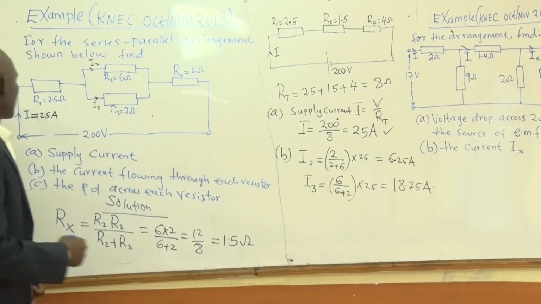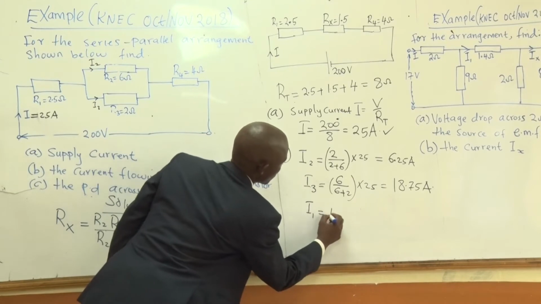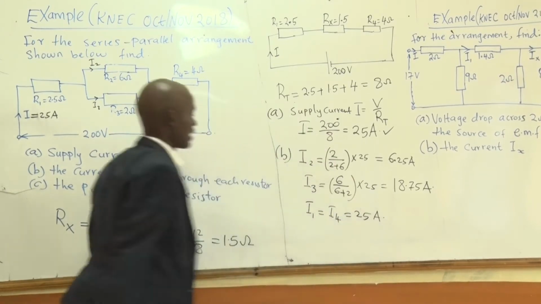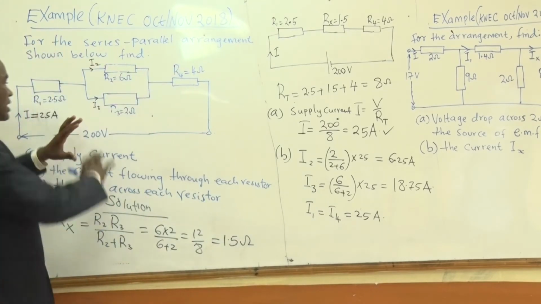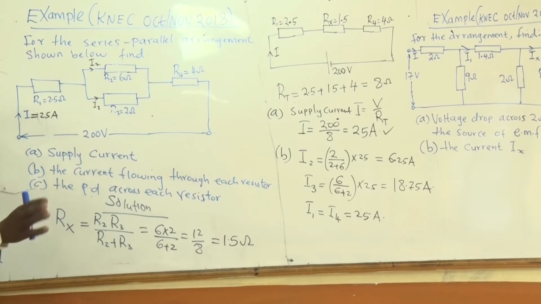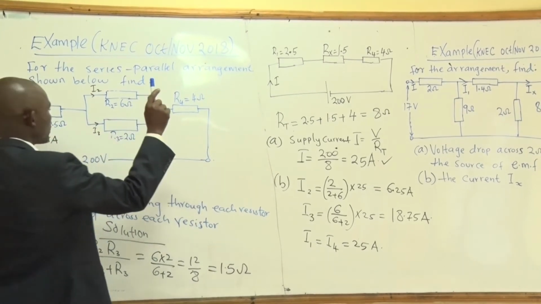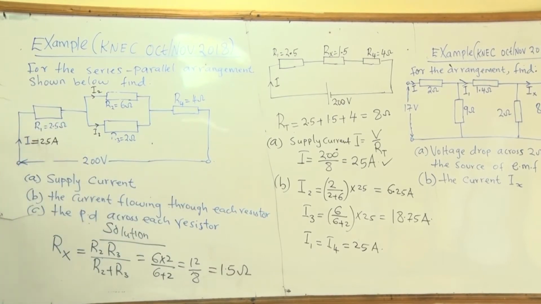Remember, we have said the current I1 is equal to current I4, which is equal to 25 amperes. I think that is where we started, because this resistor and this resistor are connected in series. These other two are the ones which have been connected in parallel. In a series connection, current is the same. That is why I've said I1 will be 25, I4 will be 25 as well. So those are the currents that will be flowing through each resistor.